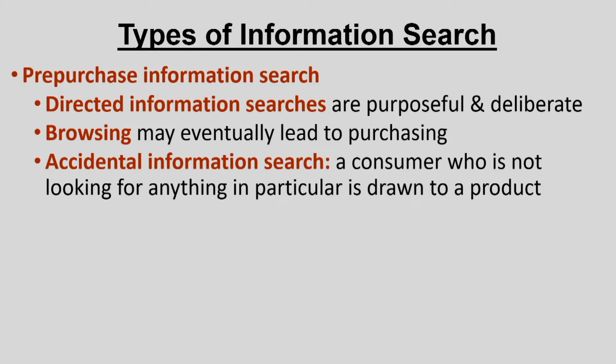So what is the difference? The difference is that in directed information search, you are after a product and you search information for it. In browsing, you are there, you are looking at it and you start collecting information about the product out of the blue. And the third kind of information search is called accidental information search. A consumer is not looking for anything in particular, but is drawn to a product. In browsing you are actually interacting with the product, looking through it and collecting information, whereas in accidental search you are just there and suddenly something interests you, and you buy that particular thing, or you start looking for information about it.